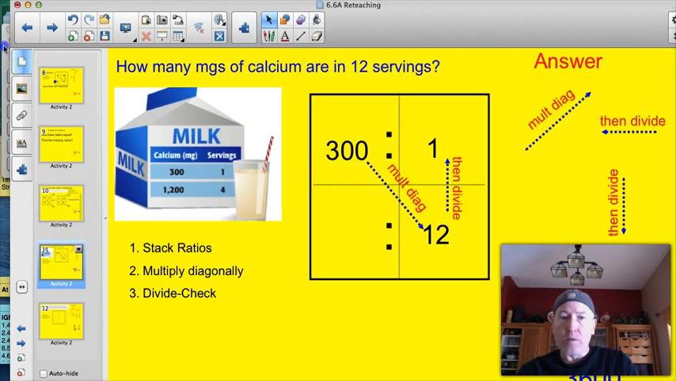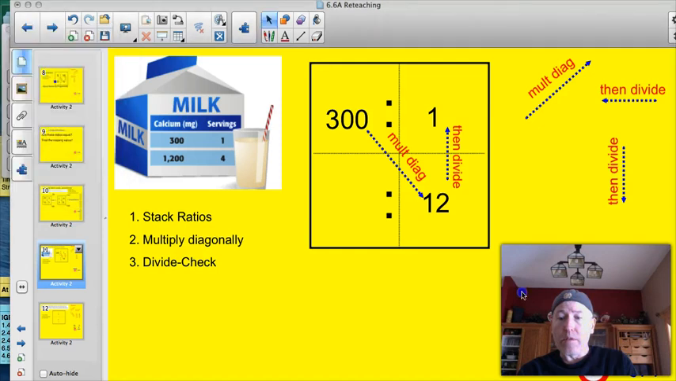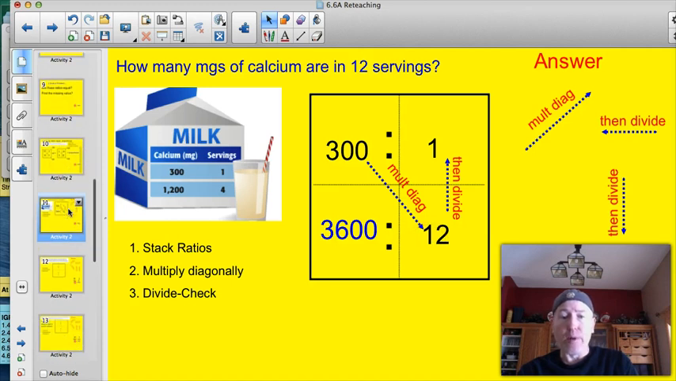All right. So go ahead and do this one. 300 times 12. I got 3,600. And divided by 1. Of course, it's 3,600. Anything divided by 1 is. So pop this guy in. All right. And I can divide, and I can check my answer too. 300 times 12 would be 3,600. 3,600 times 1, it's 3,600. And that's it. 3,600 milligrams in 12 servings. The box works. It's super de-duper, as Barney would say.